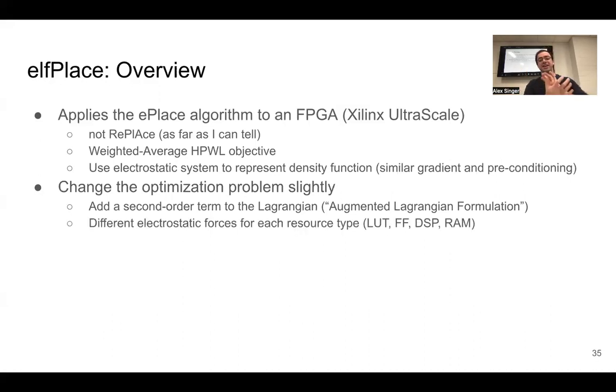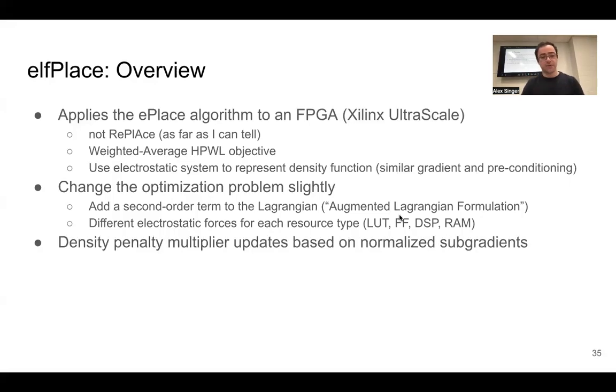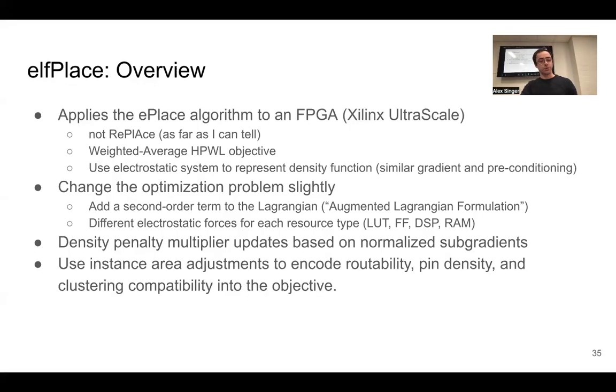They have different electrostatic forces for each resource type: LUTs, flip-flops, DSPs, and RAMs. You can think of this as having different electric fields, where the LUT field isn't interacting with the flip-flop field and so on. The interaction comes through the wire lengths. And then finally, the density penalty multiplier updates based on normalized subgradients. It's a lot of magic words, but it is a kind of simple technique.